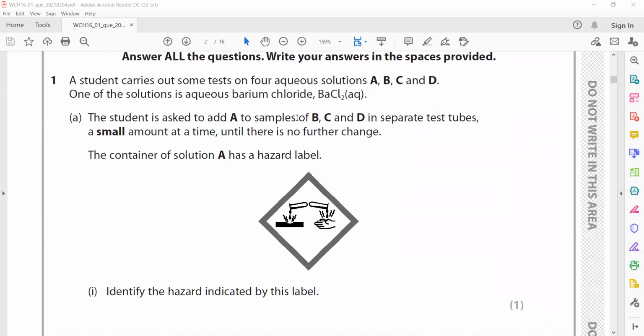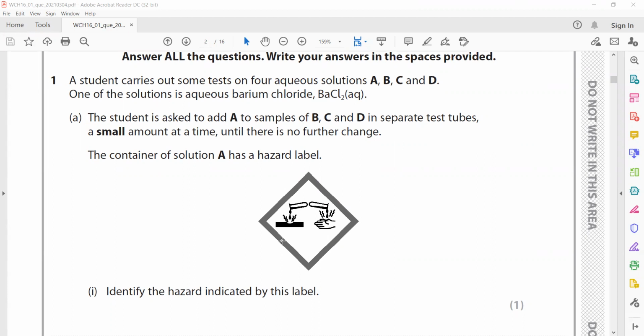The first question: a student carried out some tests on four aqueous solutions A, B, C, and D. One of the solutions is barium chloride. The student is asked to add A to samples of B, C, and D in separate test tubes. The container of A, a solution, has a hazard label.